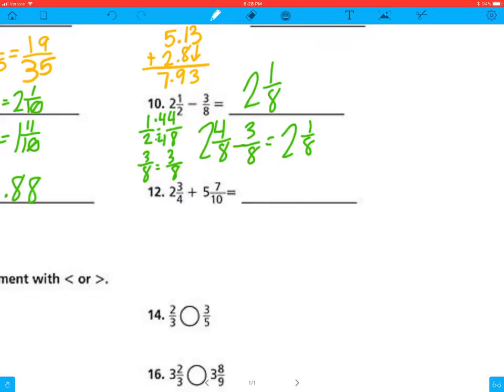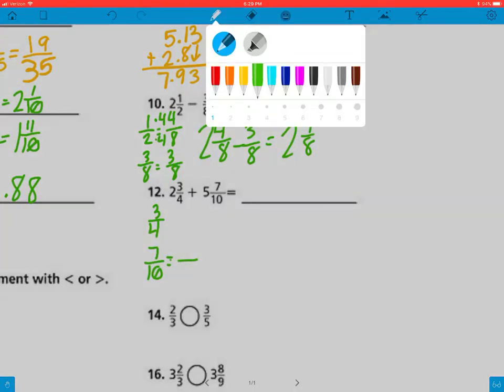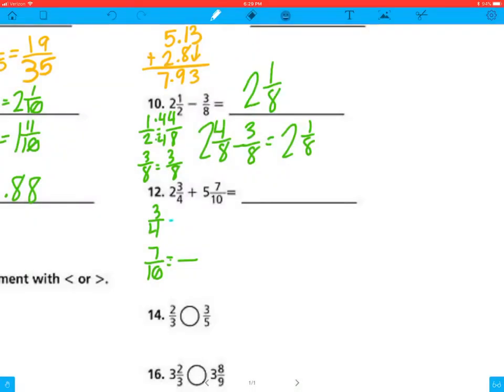2 and 3/4 plus 5 and 7/10. Hey, 3/4 and 7/10. Common denominator of 20. That's the least common multiple. So I multiply the 10 by 2, and I multiply the 4 by 5. So 3/4 is equivalent to 15/20, and 7/10 is equivalent to 14/20. So 2 and 15/20.